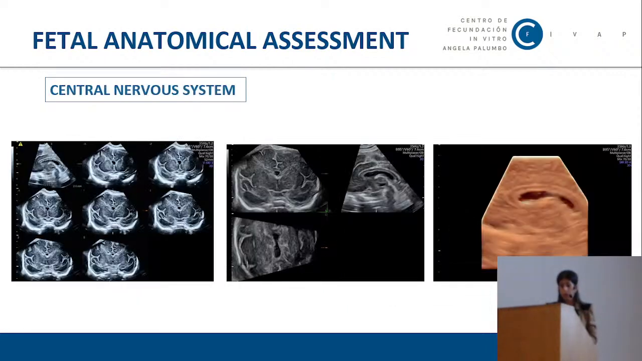Here we have the central nervous system using different displays. It's the 2-in-1 multiplanar render mode, and here the surface mode, where, as I said before, we can not only see the external body of the baby, but also the surface of the inner organs.